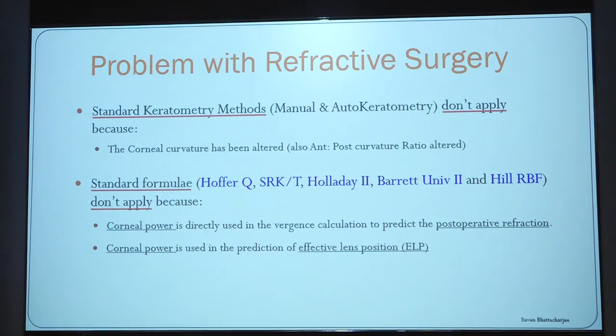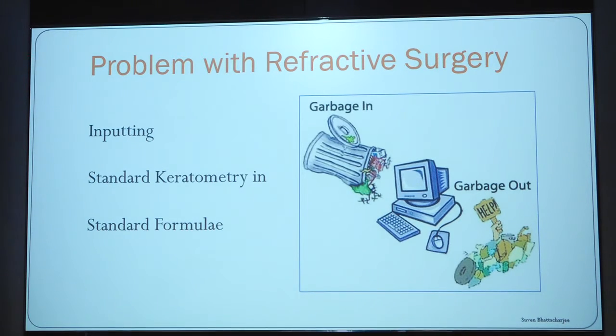So the problem with refractive surgery is that standard keratometry methods don't apply because the corneal curvature has been altered. The standard formulae don't apply because the calculations use the corneal power, and it's also used to predict the ELP. With any system, if you put garbage in, you're going to get garbage out. So that is the problem with refractive surgery. All your earlier measurements are practically garbage.